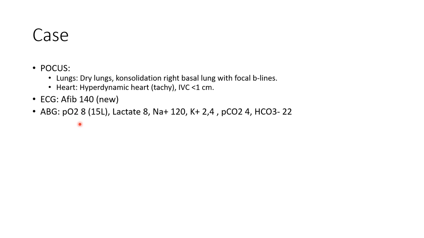The ABG has a PO2 of 8 on 15 liters of reservoir mask. That's bad. She has a lactate of 8. She has a high adrenaline spike, so it's not necessarily a hypoxic thing, but it's a bad sign in a potential septic patient, of course.